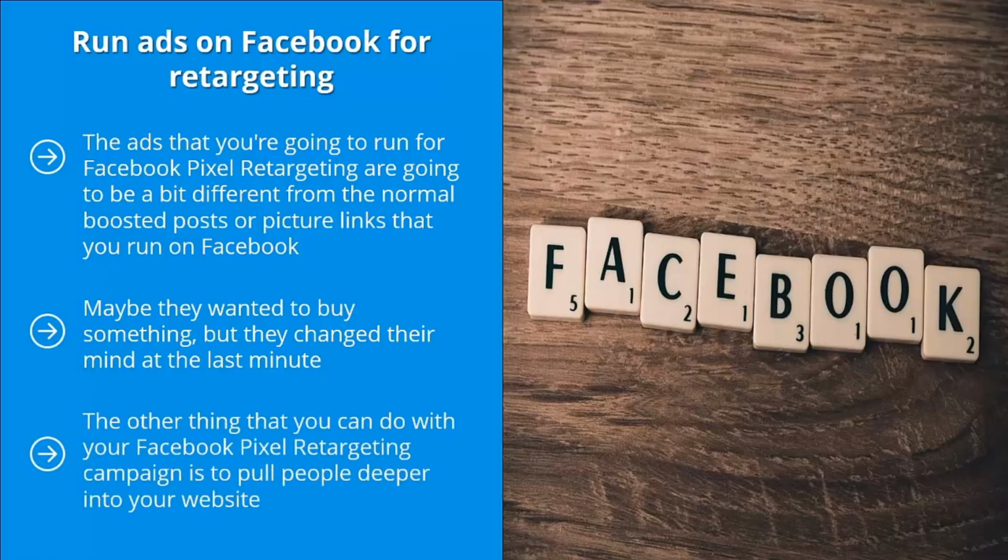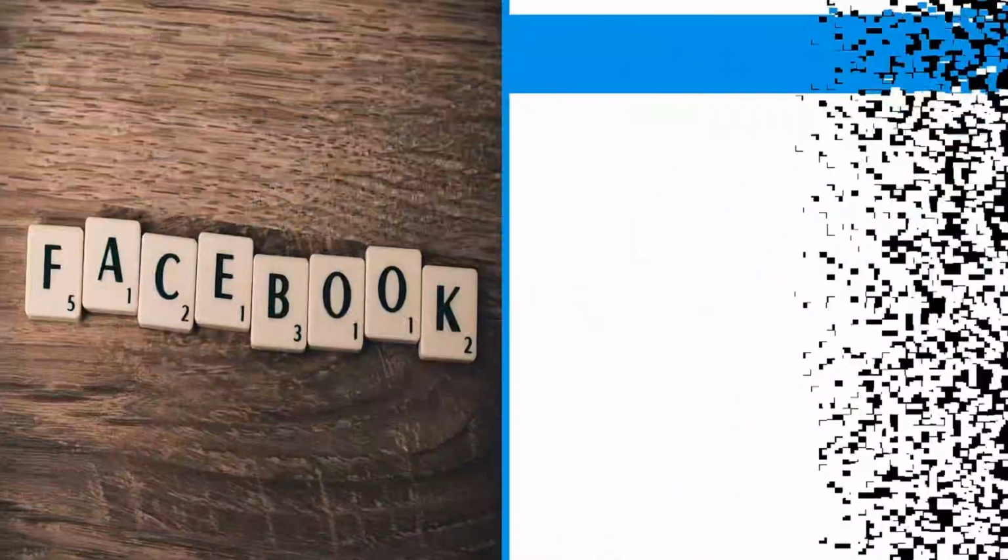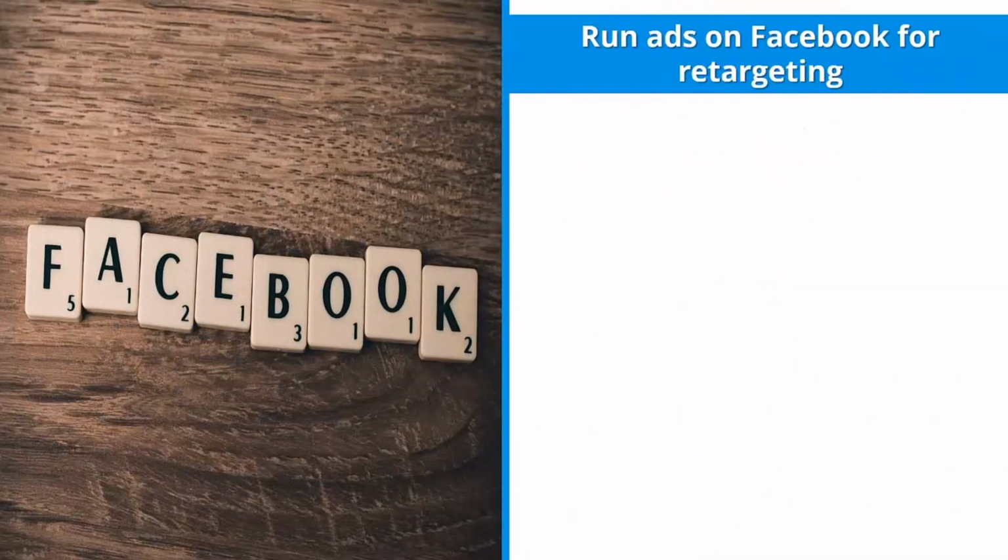The other thing that you can do with your Facebook Pixel retargeting campaign is to pull people deeper into your website. Usually, a website is composed of 2 parts. The first layer is the content layer, meaning you're trying to get people to know about the problem, like your particular solution, and eventually trust the solution enough so they can buy.